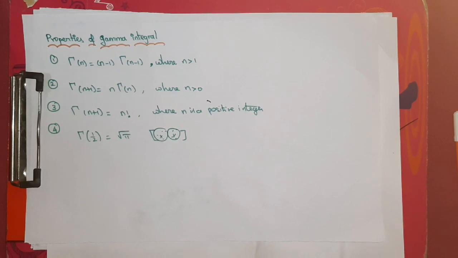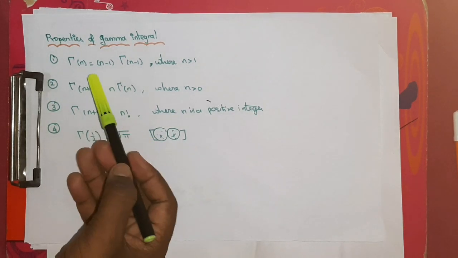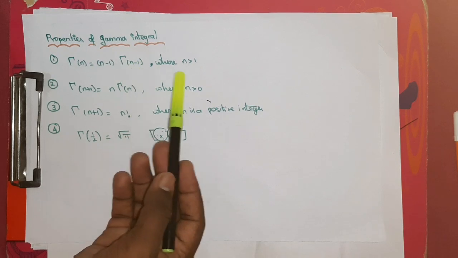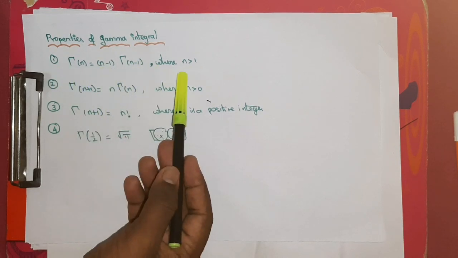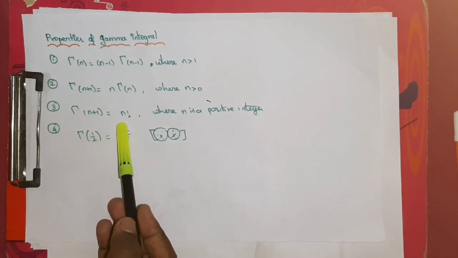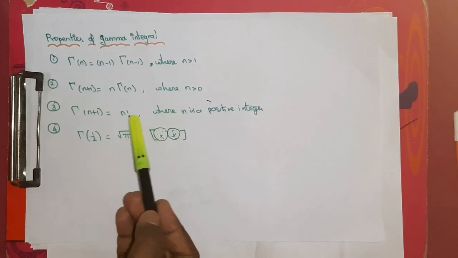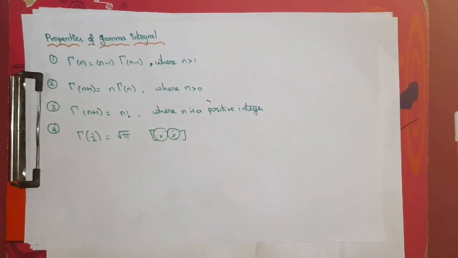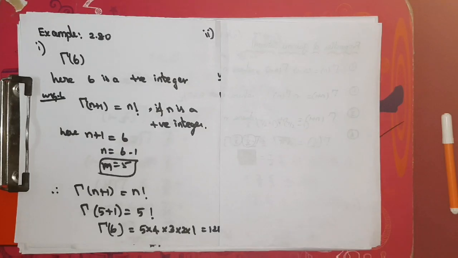The first formula is gamma of n is equal to n minus 1 gamma of n minus 1. When can you use this result? When the n value is greater than 1. Okay. So the next one is gamma of n plus 1 is equal to n factorial. When can you use it? When n is a positive integer. So keep in mind. So now example number 2.80 we are going to see.